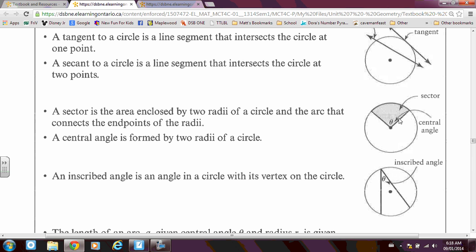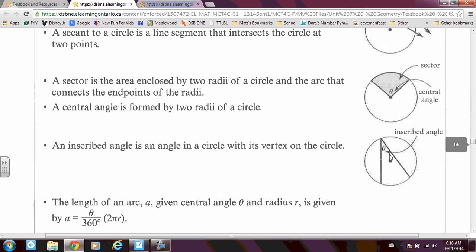A sector is by definition basically a piece of pizza. So it's a part of the circle that's been isolated by looking at the center of the circle. In this case, there are two radii touching, and the angle in between is called the central angle. The last definition is an inscribed angle, and that's if you have two chords on a circle, the angle between them.